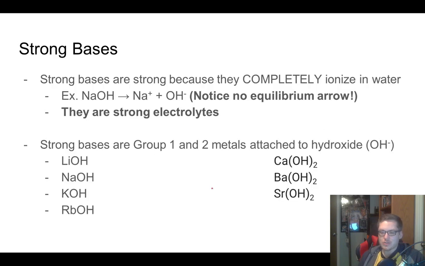All right, and then strong bases are strong because they also completely ionize. All right, they break up into their constituent ions. All right, so sodium and hydroxide. Notice that there's no equilibrium arrow here because it's just completely going to break apart. All right, and these are strong electrolytes. All right, strong bases are group 1 and 2 metals. So those are your alkali metals. All right, and then group 2 was your alkaline earth.